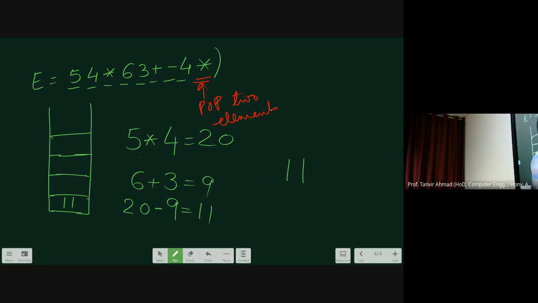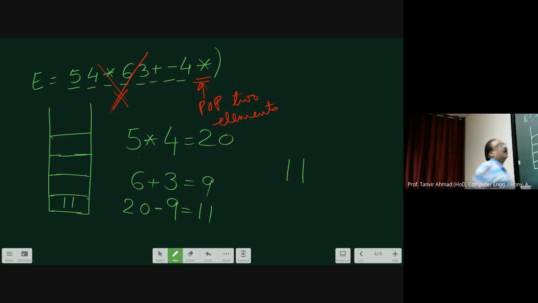Now, once I pop the first element, I get 11. Once I pop the second element, I get an underflow. It means that this expression was wrong. This expression was wrong.